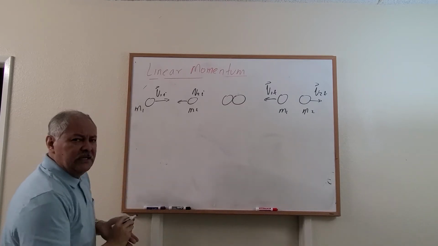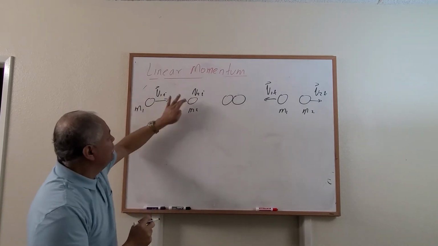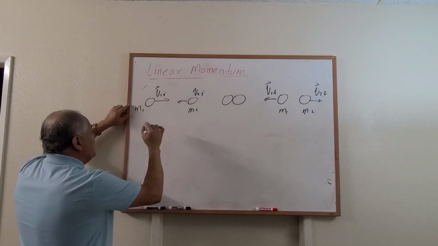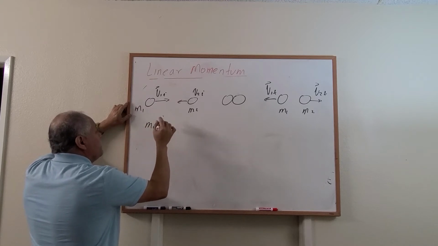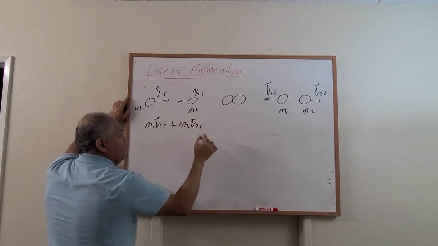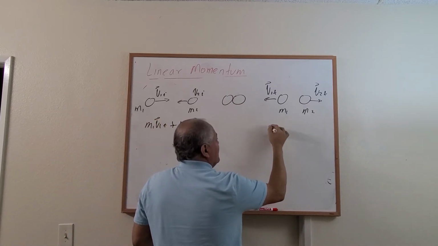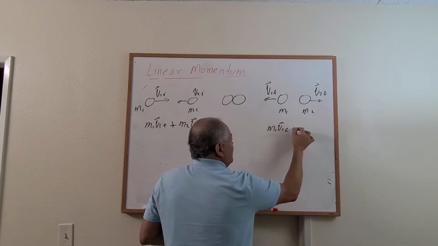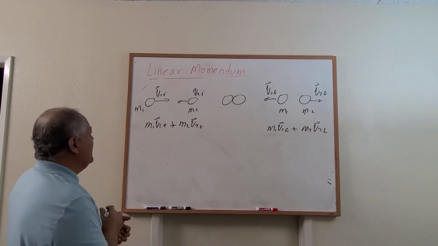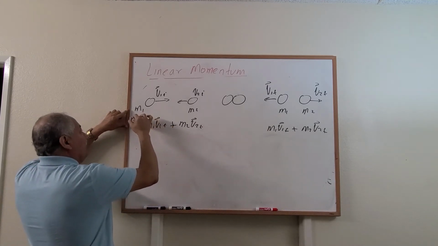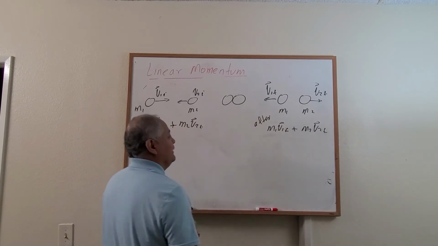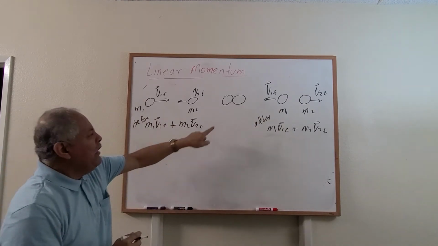Perfect. Now, let's see, what is the total momentum before collision and the total momentum after collision? Right here, what do we have? m1 v1 initial plus m2 v2 initial. And right here, what do we have? m1 v1 final plus m2 v2 final. Perfect. This is before, and this is after collision.